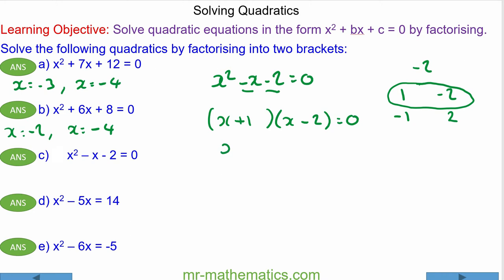So the solutions are when x plus 1 equals 0, so x will equal negative 1. And when x minus 2 will equal 0, so x will equal 2.